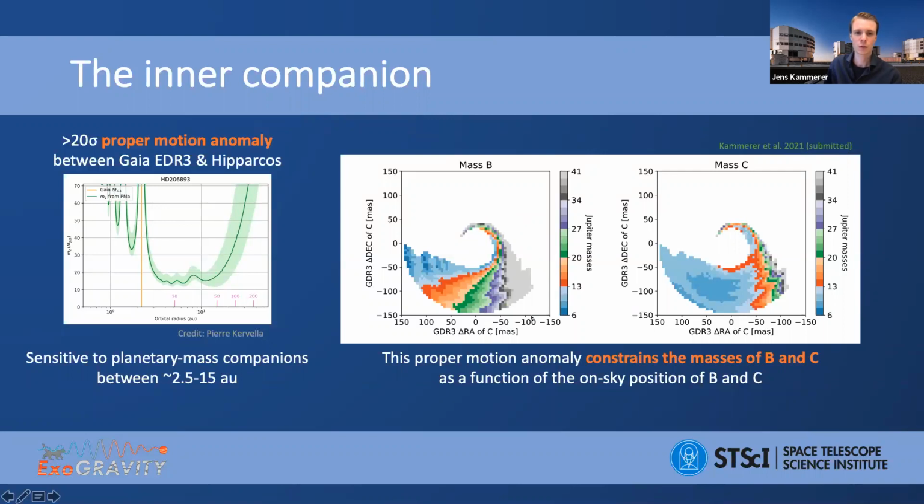And then if we assume that the mass of B is somewhere between 5 and 30 Jupiter masses, it would be somewhere in this region here, then we would conclude that also the mass of C could be in the planetary mass regime, or at least below about 15 Jupiter masses.